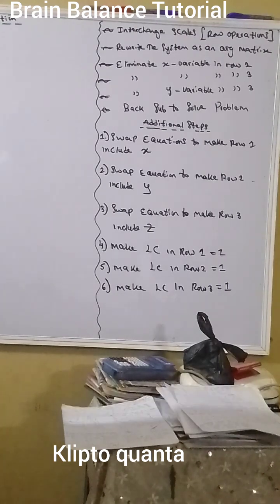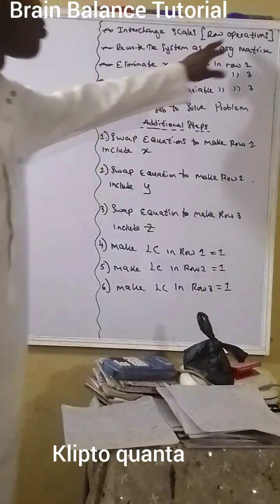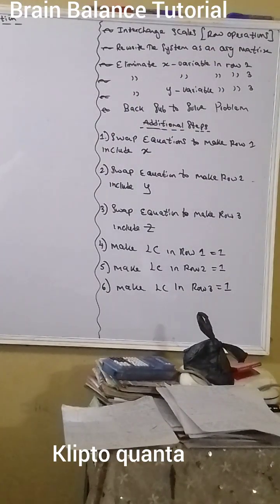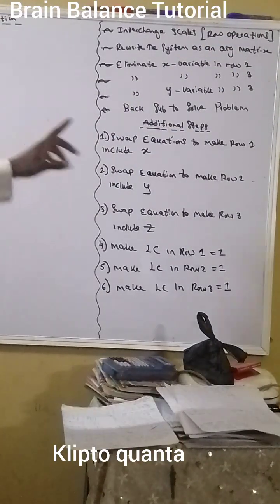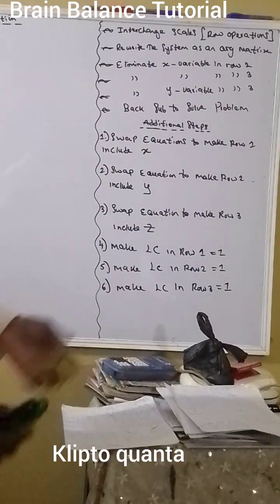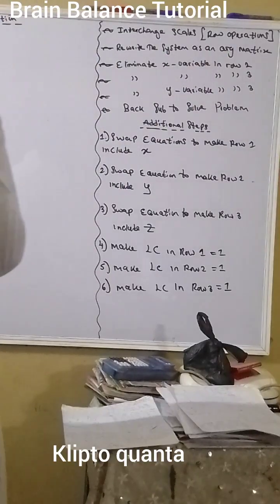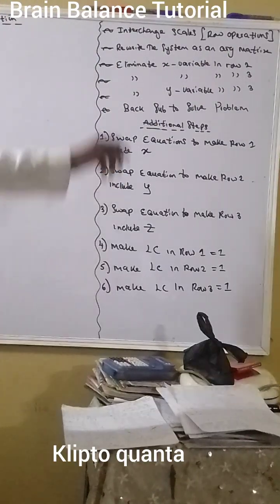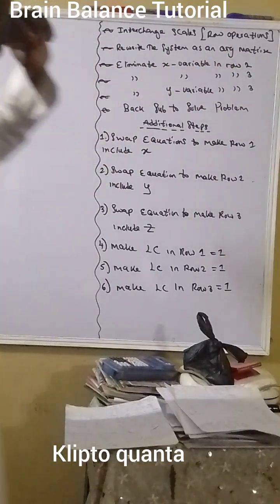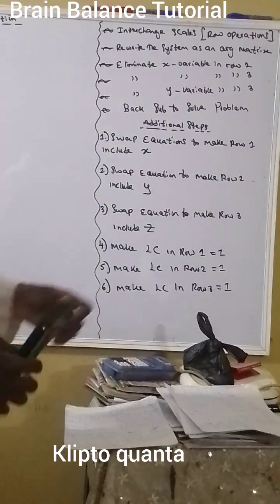There are some important things that we need to understand. The first thing is that you have to utilize row operations in solving the questions. And you have to rewrite the system as an augmented matrix. You should know what that means by now. Then you eliminate the x variable in row 2. You make sure you eliminate the x variable in row 2. Then again, you eliminate the x variable in row 3. Don't worry, I've talked about this.